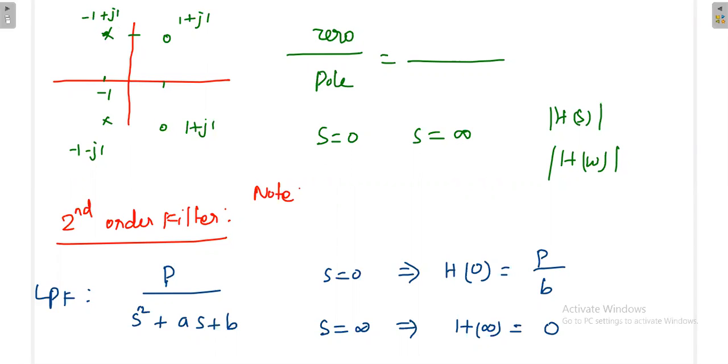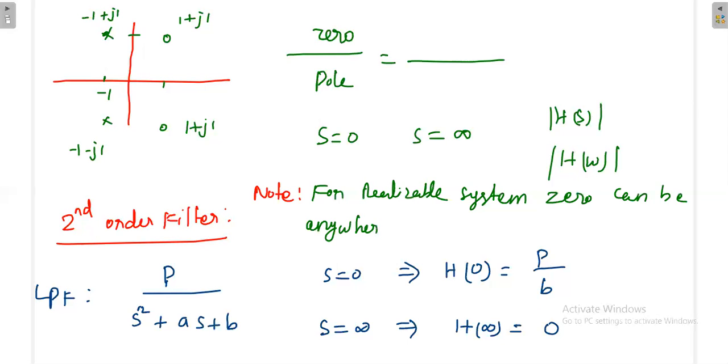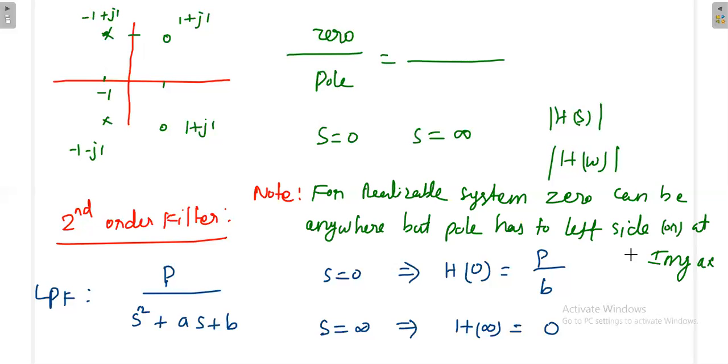For a realizable system, zeros can be anywhere. Zeros can be anywhere, but poles have to be on the left side or on the imaginary axis. This is a very important condition.